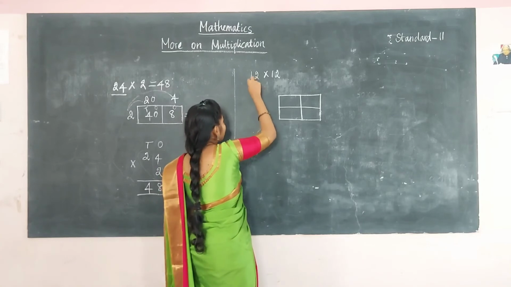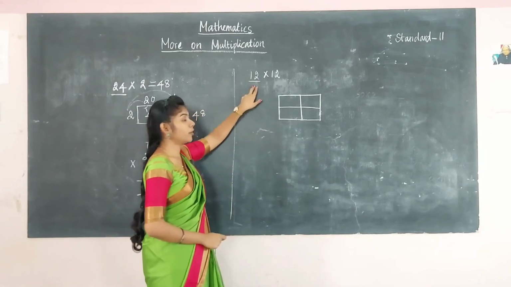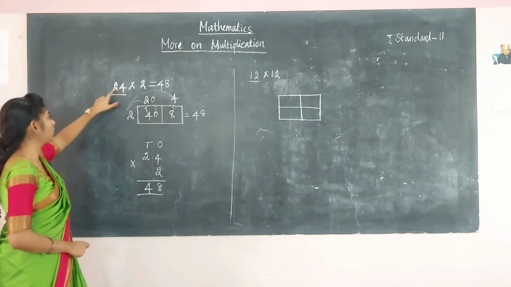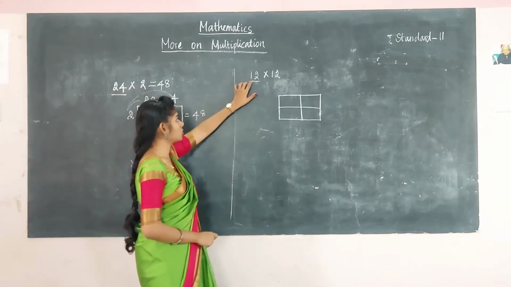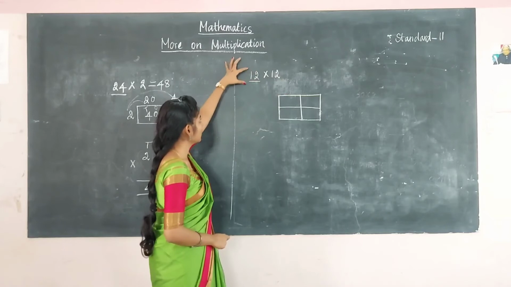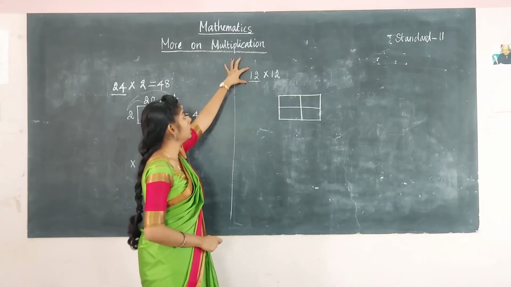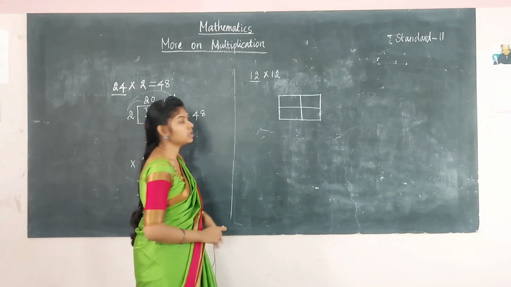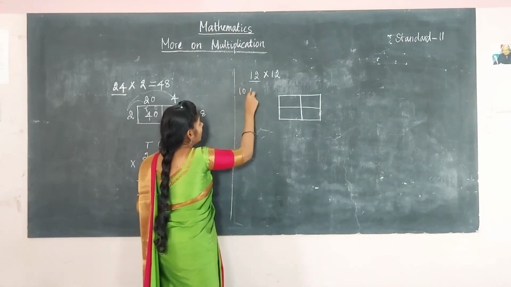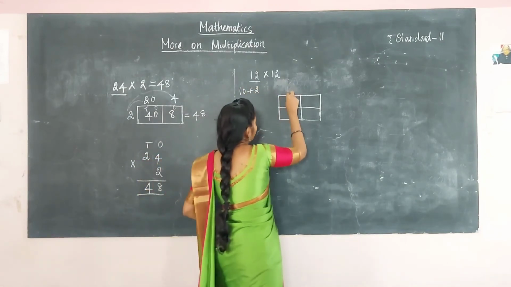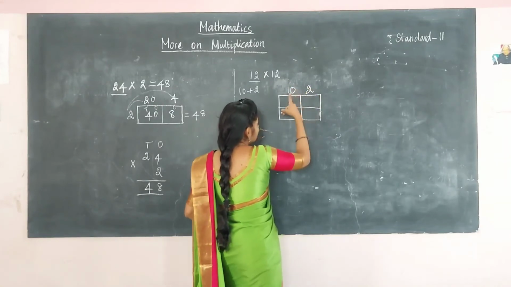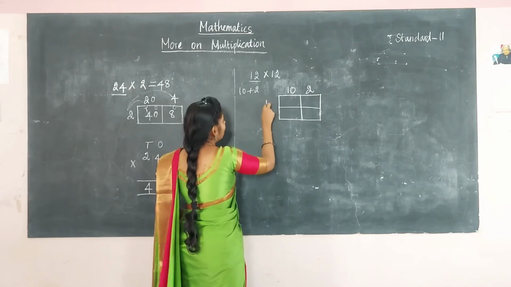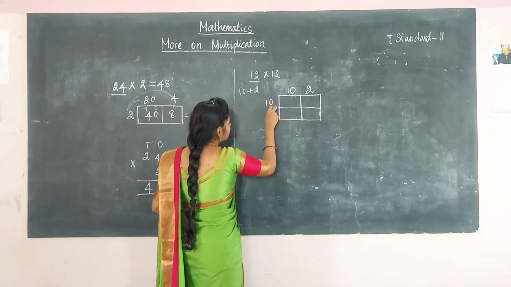And here take the first number 12. You are going to split the number the same way I have done here. 20 plus 4 I have written, no? The same thing for here also. 12 into 12: take the first number 12. How will you split that number? 10 plus 2. You have to split that number as 10 plus 2. And here also the same number, so write 10 plus 2.